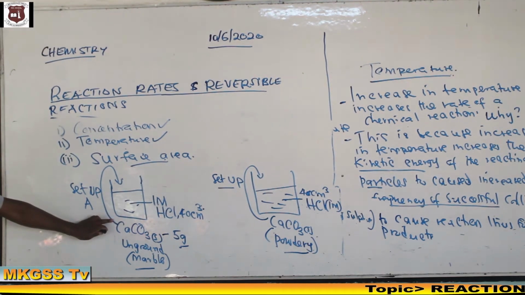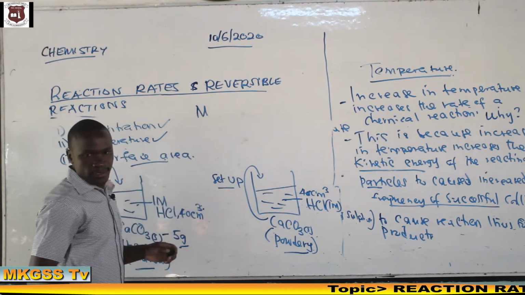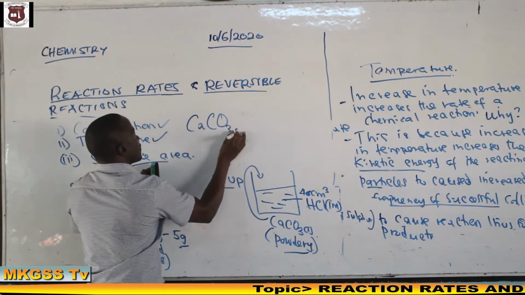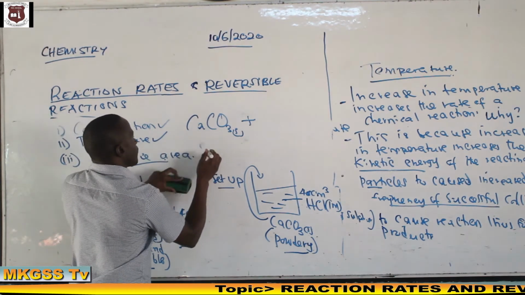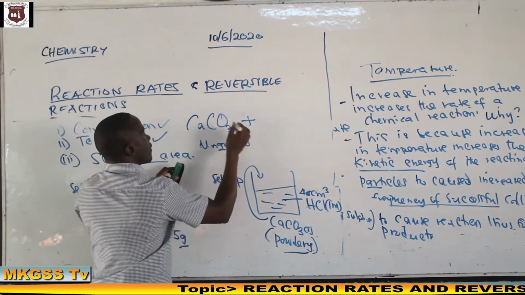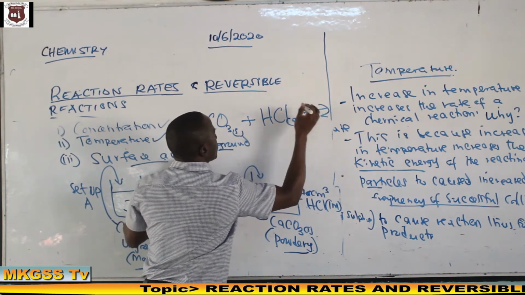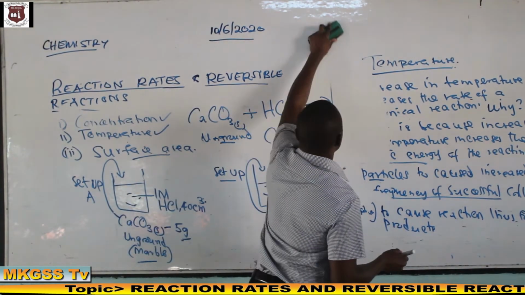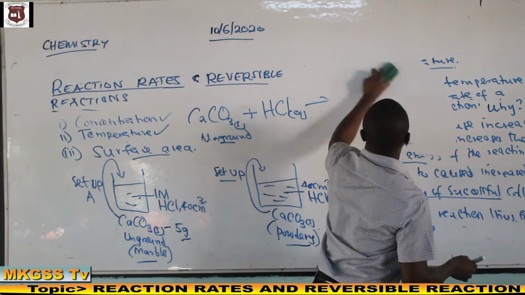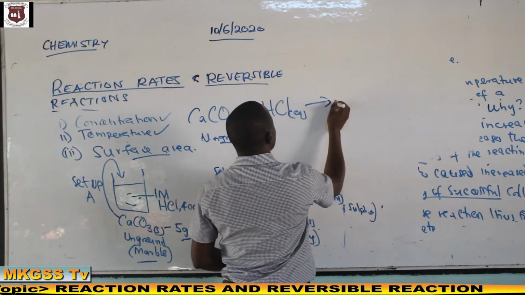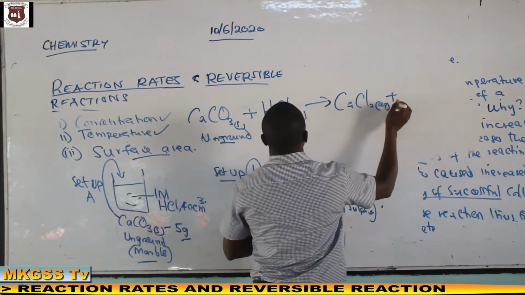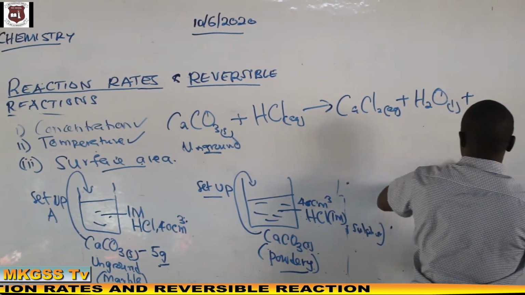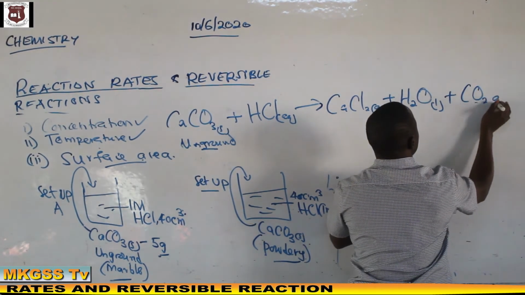In this case, setup A, if we react unground calcium carbonate with HCl, then of course we expect the formation of calcium chloride plus water plus CO2, that is carbon dioxide.